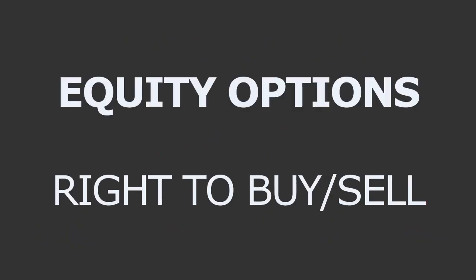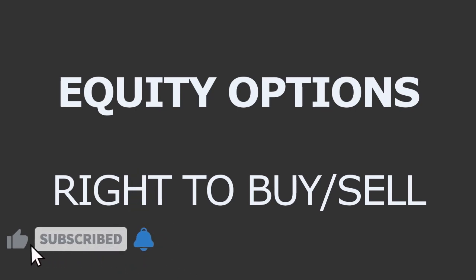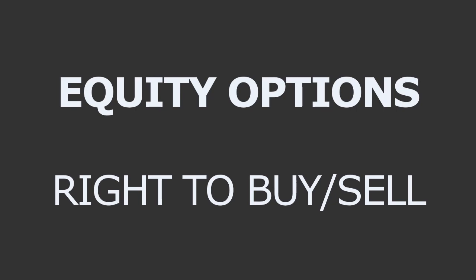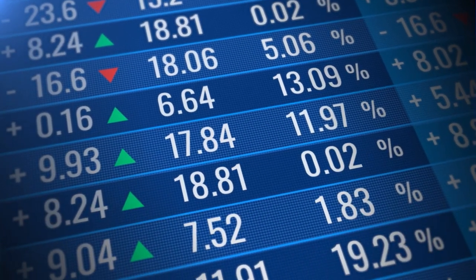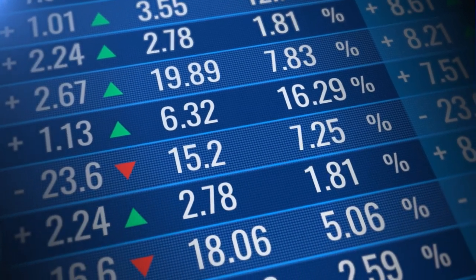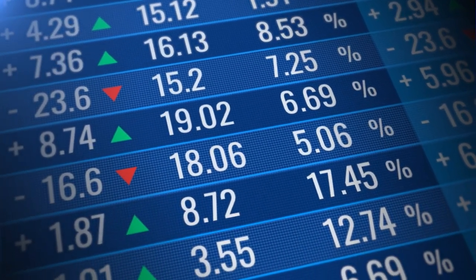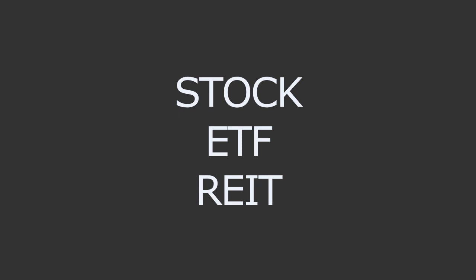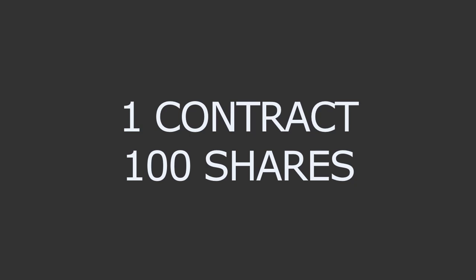So an equity option, think American style options. It's a contract that grants the holder the right, but not the obligation, to buy or sell a specified number of shares of stock at a specific price within a specific period. Equity options are traded on various exchanges in the United States and around the world. And the shares underlying an equity option can be stocks, ETFs, or even REITs, which are real estate investment trusts. The underlying instrument of an option contract is 100 shares of that instrument.